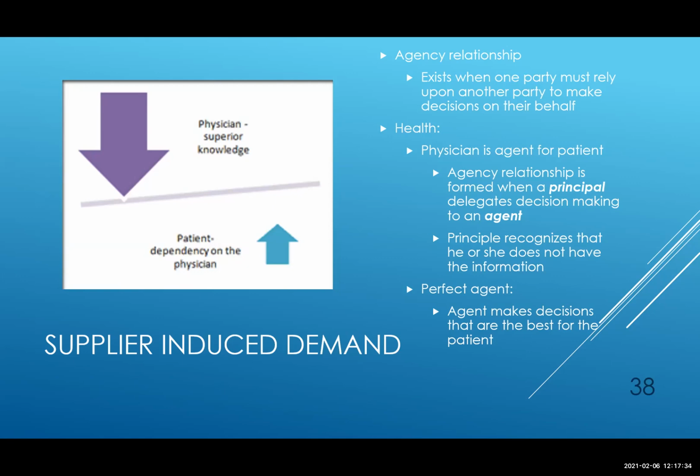So in healthcare, the physician is the agent for the patient, right? And this agency relationship is formed when the principal delegates decisions to that agent. So you are the principal. You have delegated the responsibility of your health to your physician, who has superior knowledge in the way your body works, in overall health and your being, right? So the principal recognizes that he or she does not have all of the information. So the perfect agent makes decisions that are best for the patient or the principal.